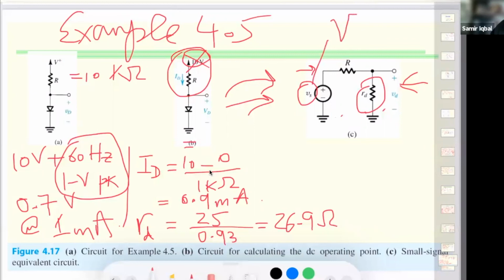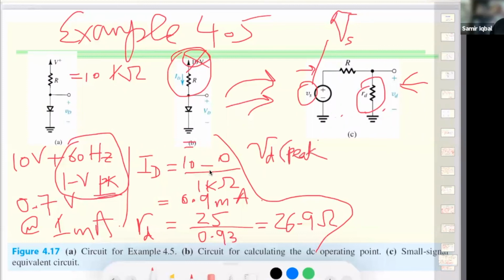So my VD peak, because the input voltage is giving you peak. They haven't given me peak to peak, or we could have converted it to RMS, and then we would have got the RMS voltage on the output. So whatever the input signal, we go with that. Is this a voltage divider? Who's going to help me write the voltage divider equation here?